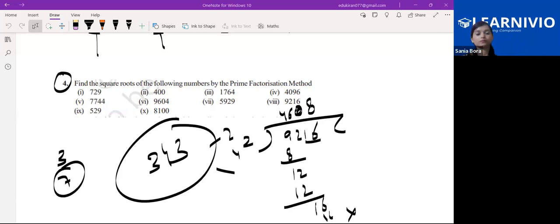4802. 2401. Correct. 343. After 343, what did you get? 289? How? I divided 343 with 7, ma'am. With 7? I divided. Yeah, with 7?